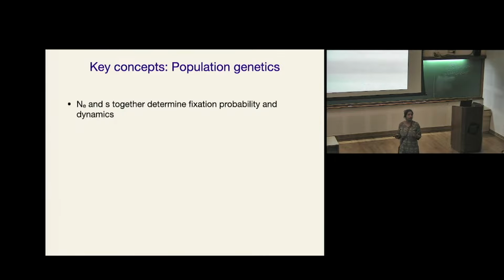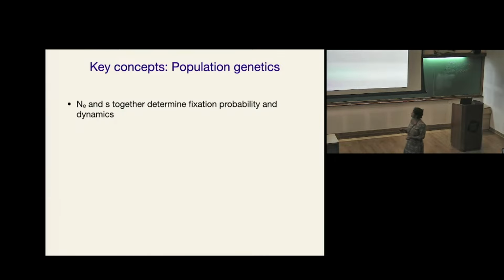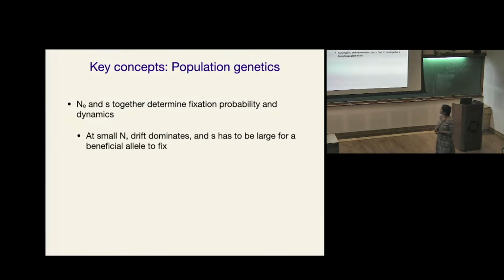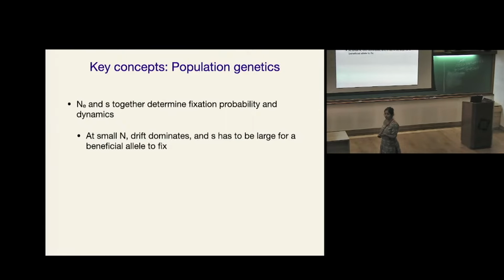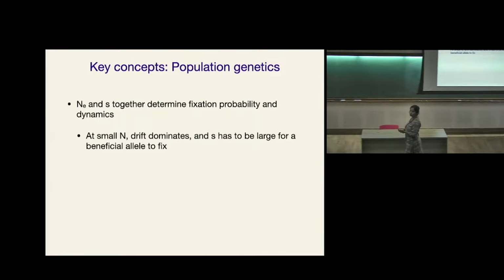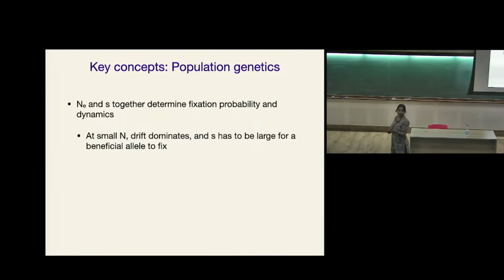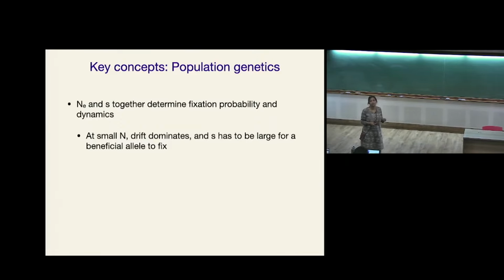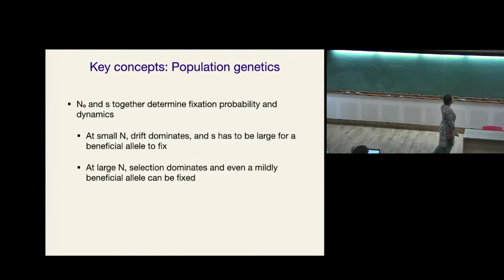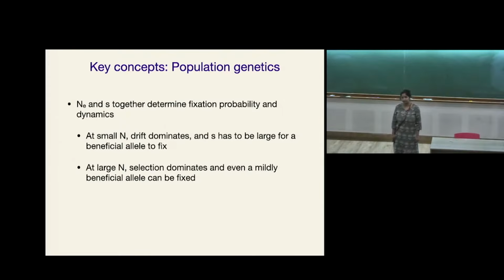You need both, and it's the combination of both which is important. When n is small, drift is going to dominate, and S has to be very large for a beneficial allele to fix, okay? So an S of 0.002, which is less than a 2% advantage, is not going to cut it, all right, if your n is very, very small, because the chances that a beneficial allele will be lost by chance are going to be higher. At large n, selection dominates, and even a mildly beneficial allele can be fixed at a large population size, okay?